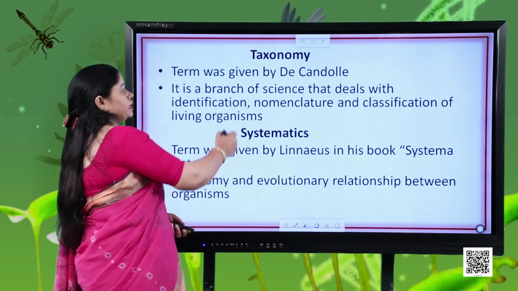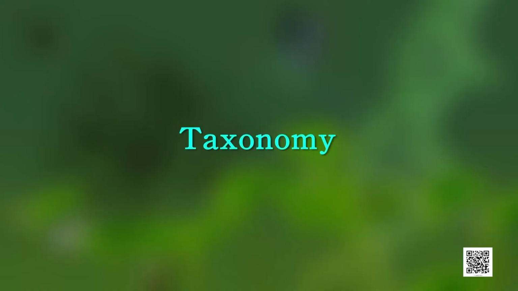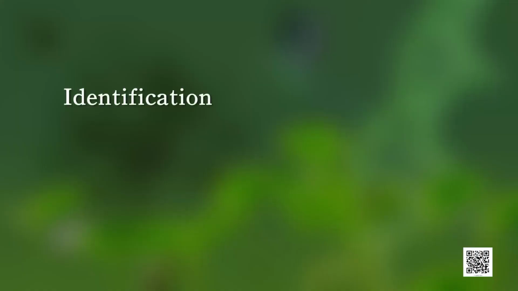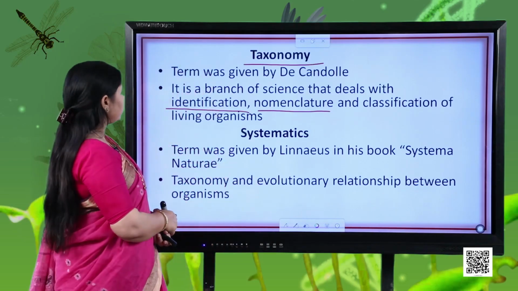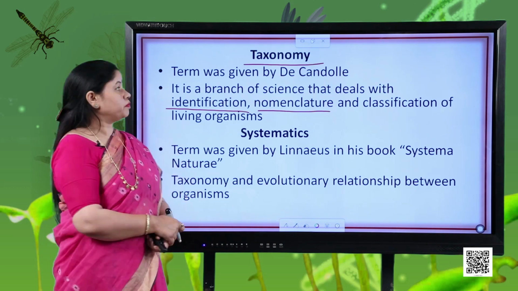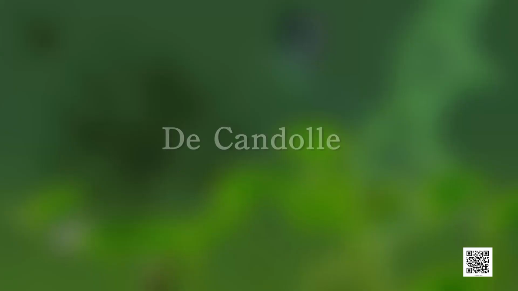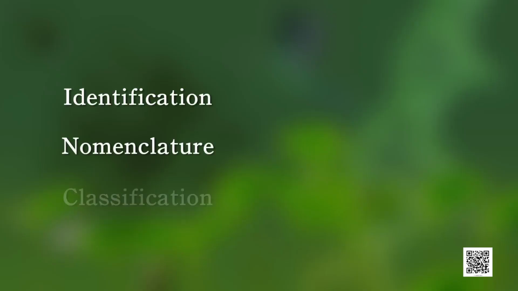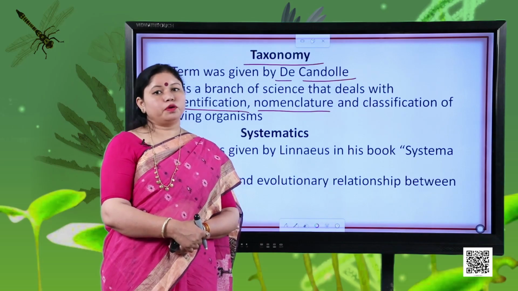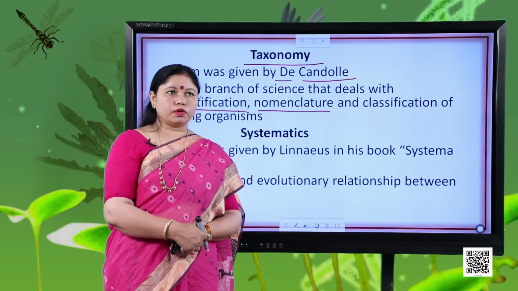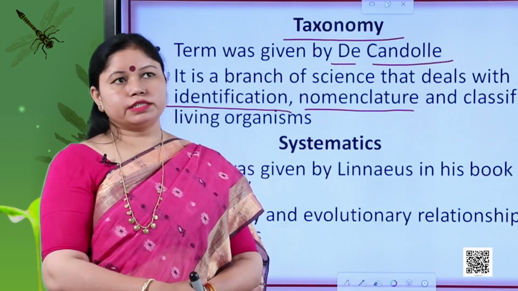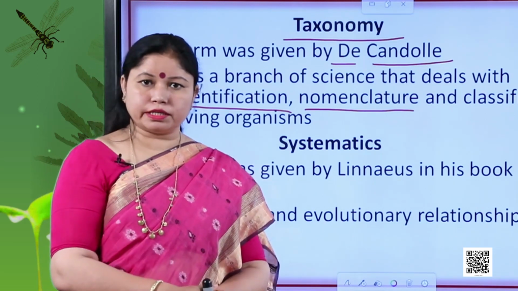The first branch of biology is known as taxonomy. This is the branch that deals with identification, nomenclature and also the classification of living organisms. The term taxonomy was given by De Candolle. When taxonomy deals with identification, nomenclature and classification, it takes into account many features like external structures, internal anatomy of an organism, cellular structure, and its relationship with various other organisms.